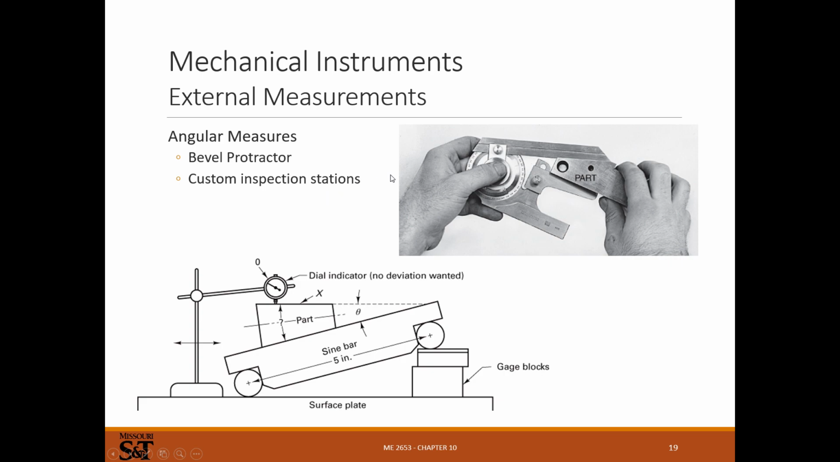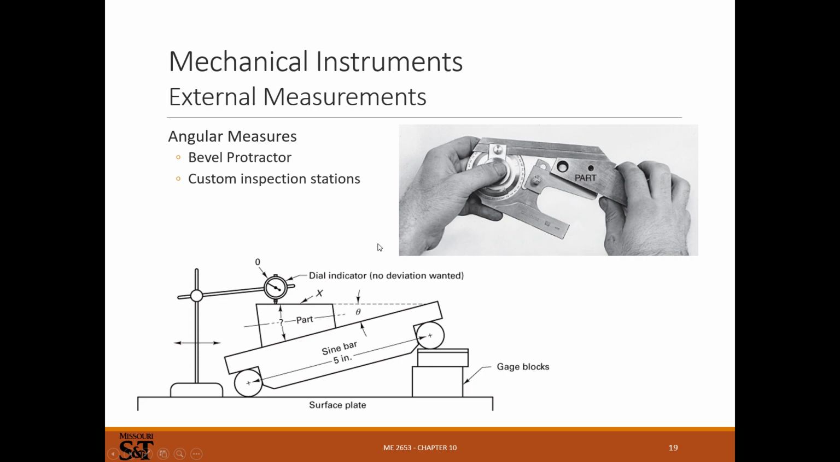Angle measures, there's bevel protractors. You can set up a little custom station where you've got a sine bar on ground pins here, and you use gauge blocks, and then you run a dial indicator and check. So you have to do a little bit of math on this to see what the run out to stack this all up so you get the right angle here, and then do your run out from one end to the other on it. But there's lots of different ways to measure angles.